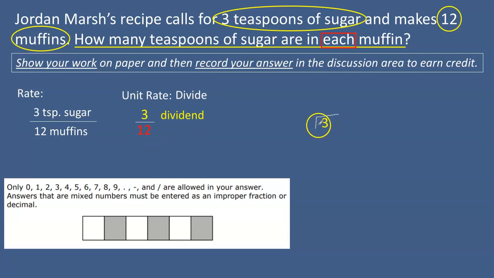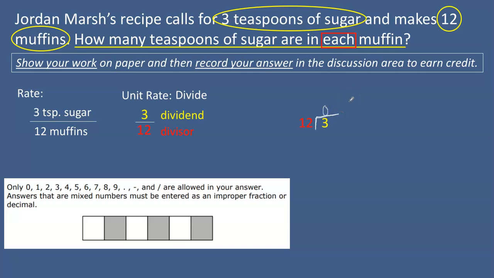Since the 3 is being divided by the 12, I'm going to draw this division symbol over the 3 because the action is happening to the 3. We're dividing the 3 by the divisor, 12. And the divisor, the number you're dividing by, always goes on the outside. Now let's start dividing. How many times does the divisor 12 go into the dividend 3? Well, 12 is larger than 3, so actually 0 times.